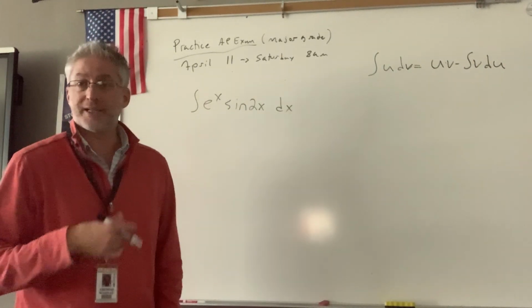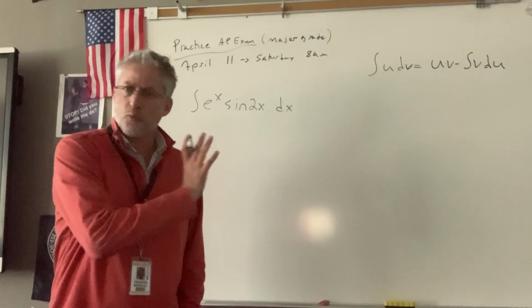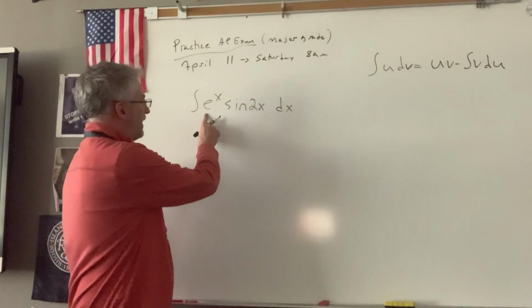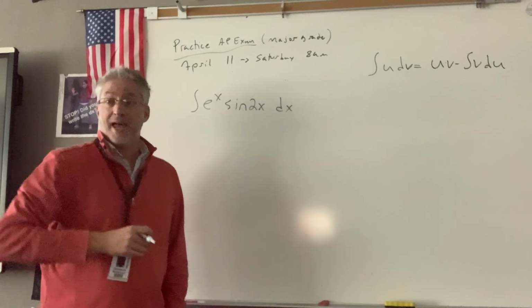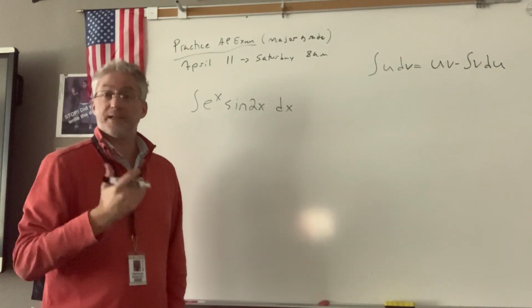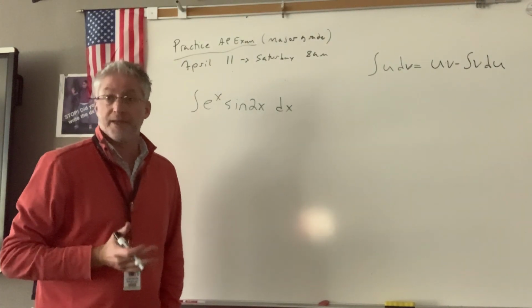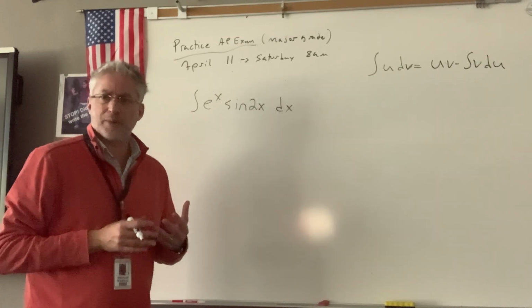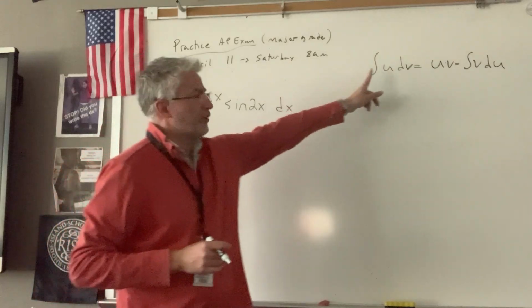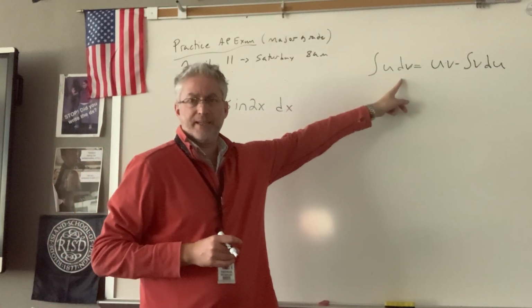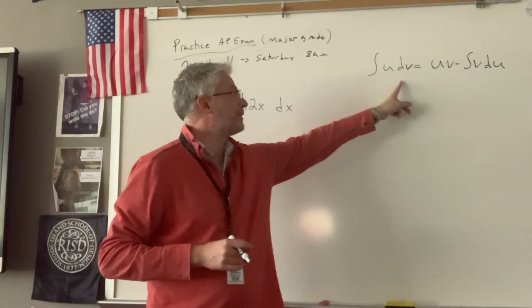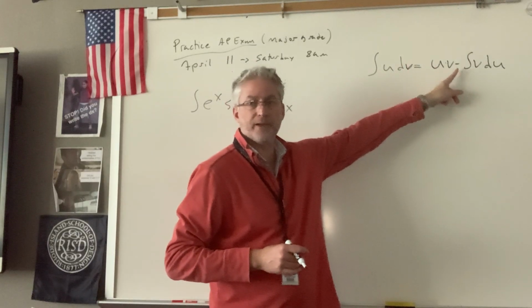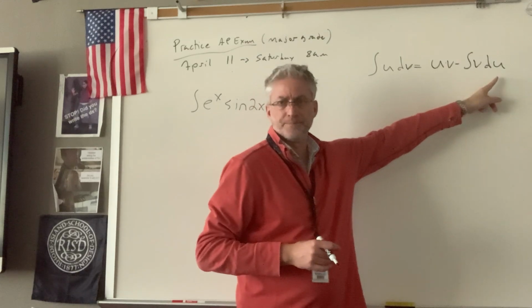Today we're going to take a look at a few integrals. One being this integral right here in front of us, e to the x sine of 2x. And this we're going to be using a skill called integration by parts. In integration by parts, the integral follows the following pattern: u times dv, and when we integrate it, we would get u times v minus the integral of v du.